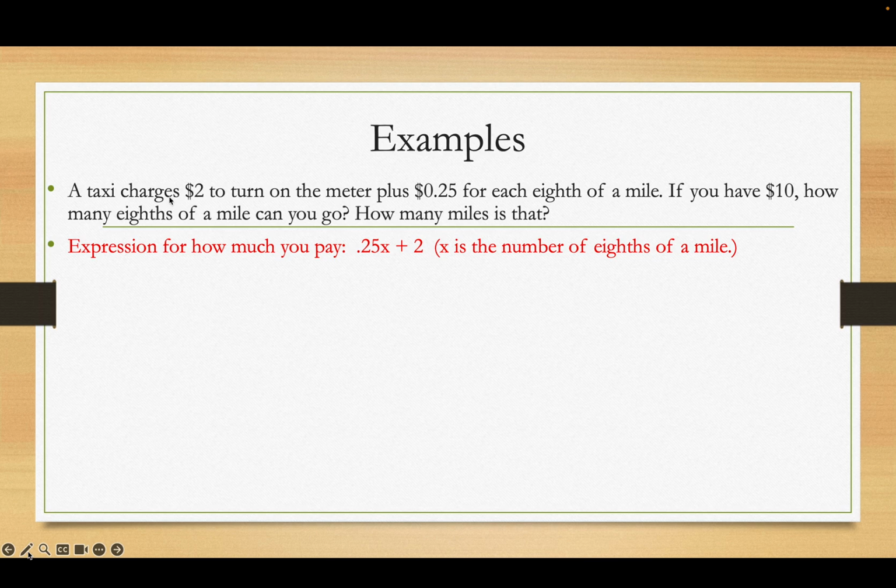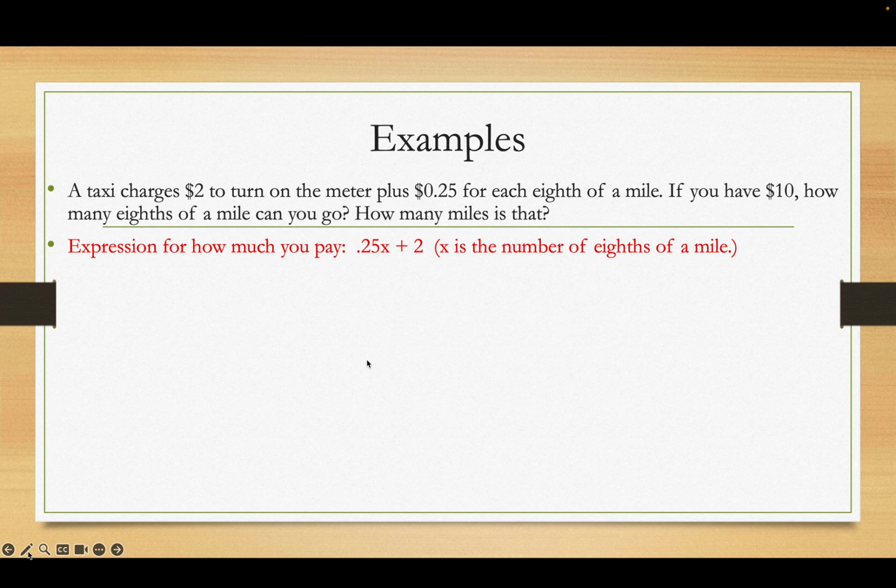What's an expression for how much you pay? Well, it's $2, underline that, to turn on the meter, and 25 cents for each, not mile, but eighth of a mile. We're going to have to come back to that a little later on. If you have $10, how many eighths of a mile can you go? So 2, the whole number 2, just to turn it on, plus 0.25, or 25 cents, for x. And x is the number of eighths of a mile.